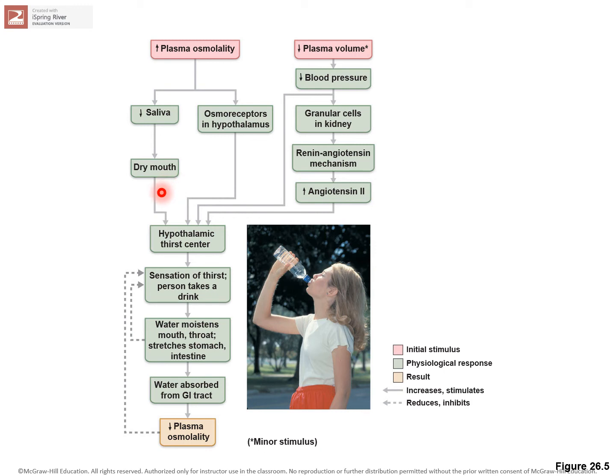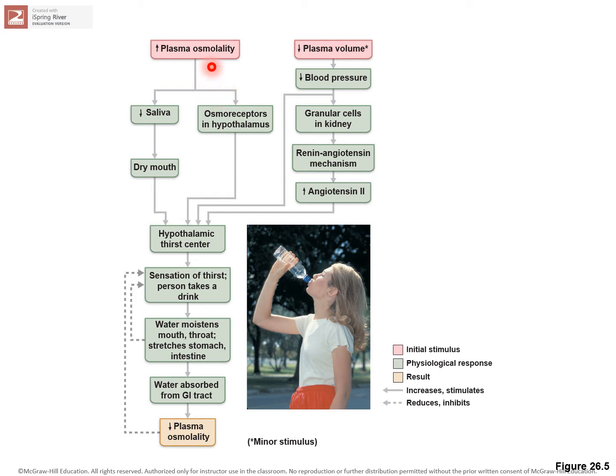When this happens, it triggers the activation of the hypothalamic thirst center. Okay, and then we get thirsty, we drink water, then we absorb the water from the GI tract and the plasma osmolarity decreases. And when all of this happens, it quenches our thirst and we stop drinking water. Okay.